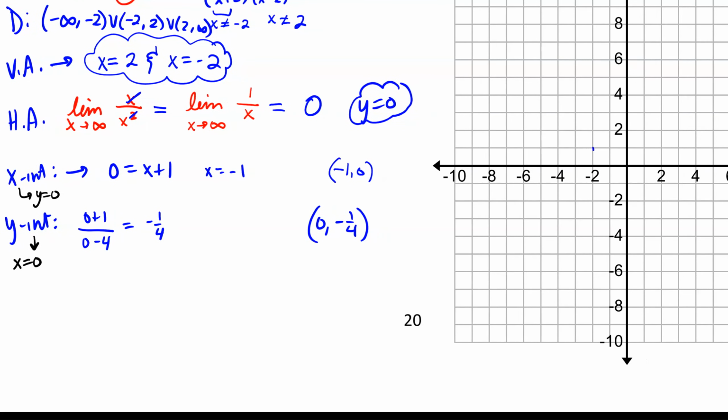So I have an asymptote at -2, so I draw a vertical. At +2, I have a vertical asymptote. Ooh, that's bad. +2, vertical asymptote. I have a horizontal at y equals 0. So it's kind of going to be hard to see, but this is where it is.